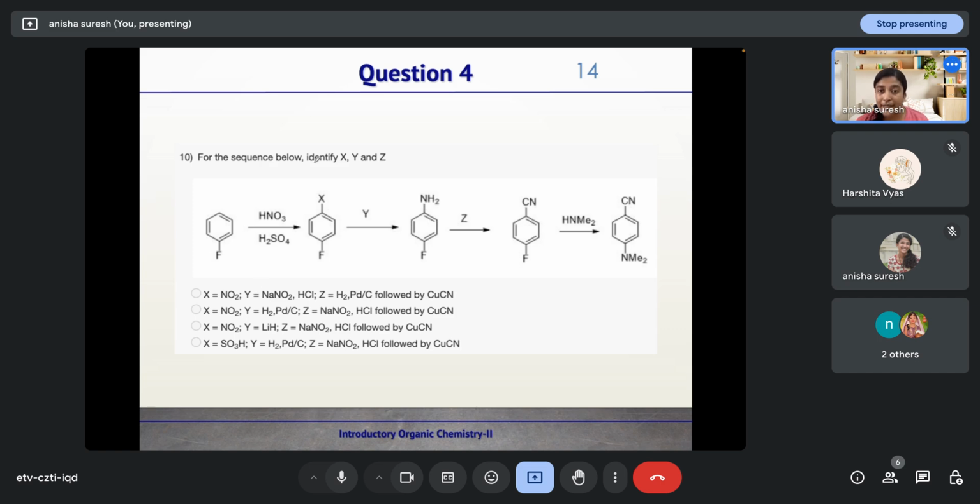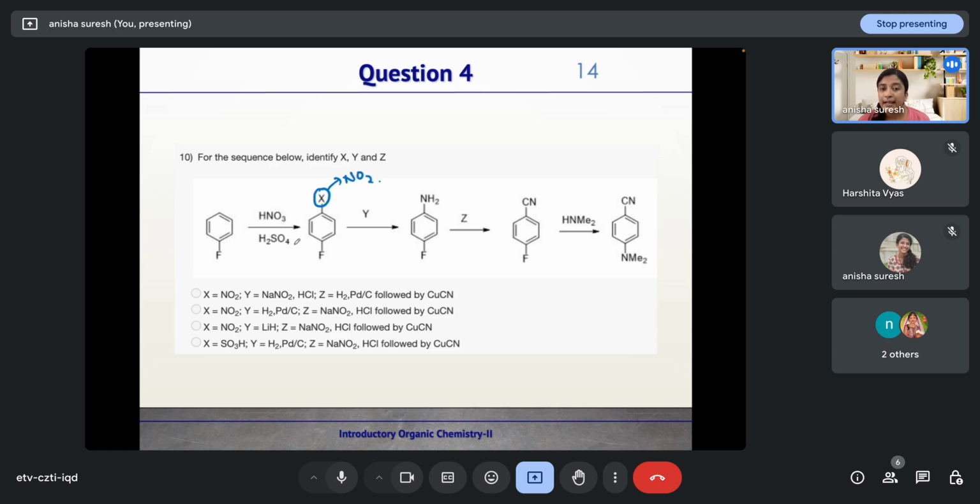For the sequence below, identify X, Y, and Z. So here we are having this compound. In the presence of HNO3 and H2SO4, we are getting this product. So here X is given. So HNO3 and H2SO4, what reaction will it be doing? Nitration. So it will be doing nitration and X will be NO2, right?